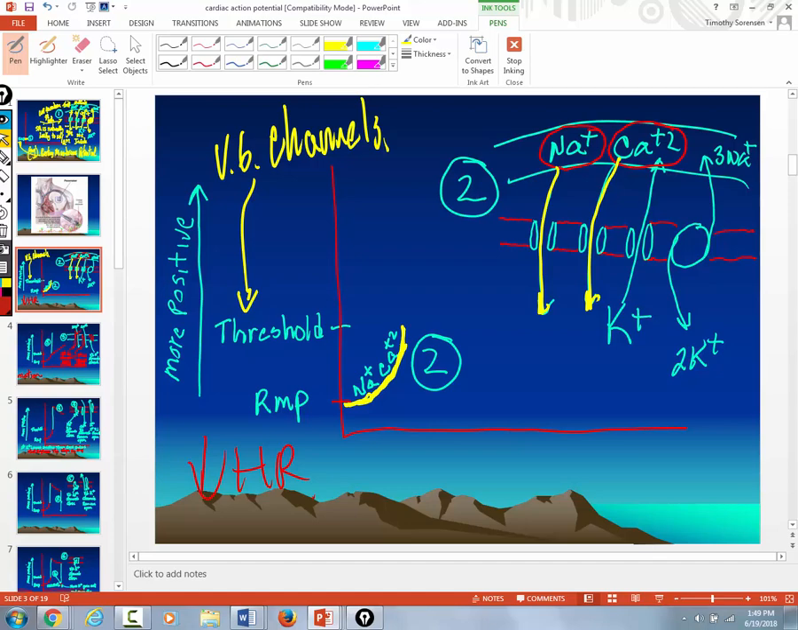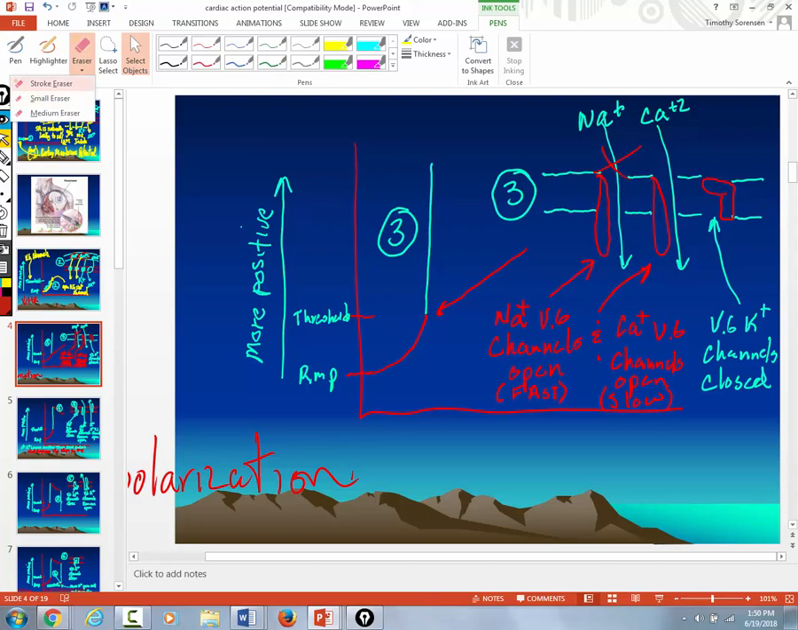And when enough sodium and calcium leak in, where you hit this critical voltage called threshold, here we go. At threshold, you activate or open voltage-gated sodium channels. Where's sodium highly concentrated? It's in the blood. So when you activate sodium voltage-gated channels, tons of sodium is going to flood in. Sodium is positive, so it's going to come into that SA node cell and shoot that voltage up, and it's going to become much more positive. When you open up voltage-gated sodium channels, the SA node cell fires.